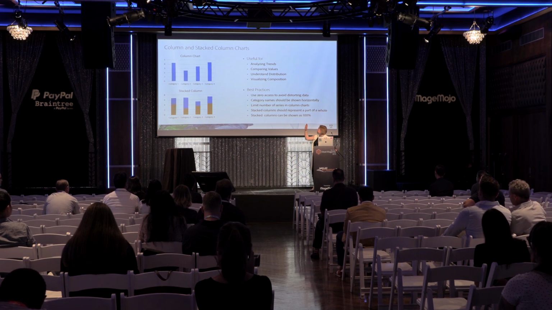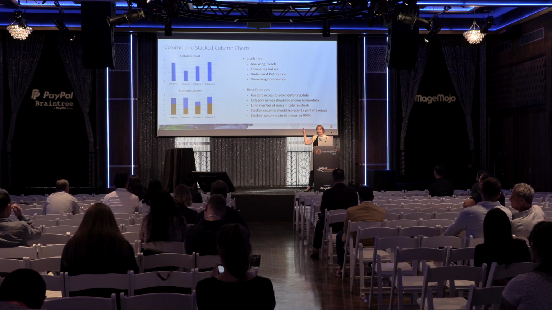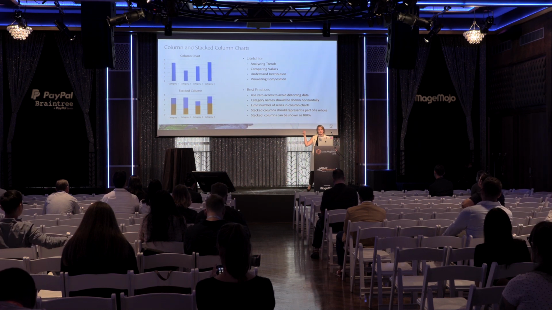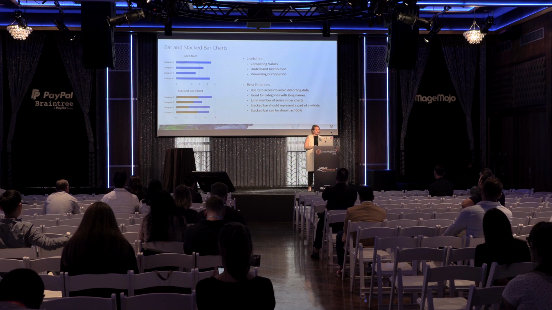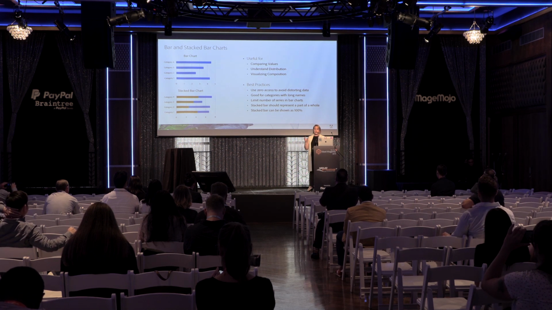With a column chart, you could have multiple columns next to each other, but you want to make sure you're not doing too many so that, again, it doesn't get too visually busy. And with the stacked one, you want to make sure that these are part of a whole, that these things belong together. Bar charts are pretty similar, but they're not necessarily for over time. They're more for that categorical comparison.